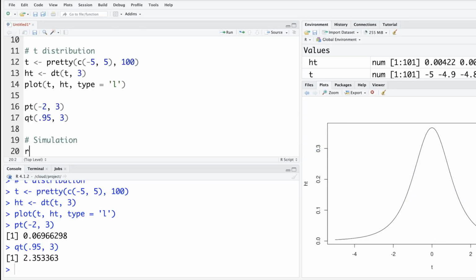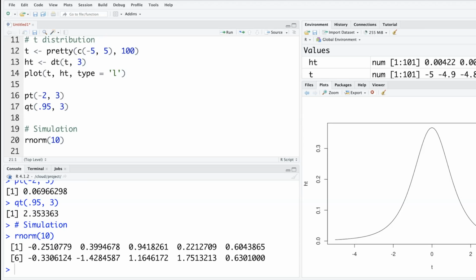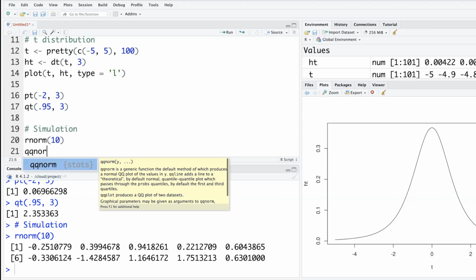If you start with R for random, and norm, if you want to generate 10 random numbers from standard normal distribution, this is what it is going to generate. Typically between -3 and +3. If you want to make a normal probability plot, it's called QQ norm. So this is the normal QQ plot.